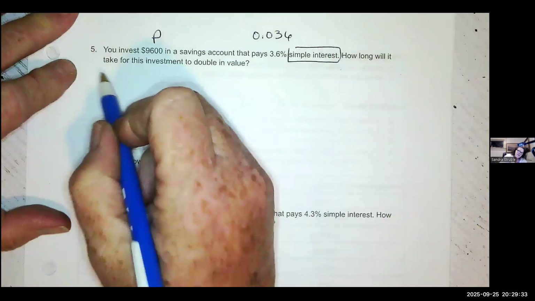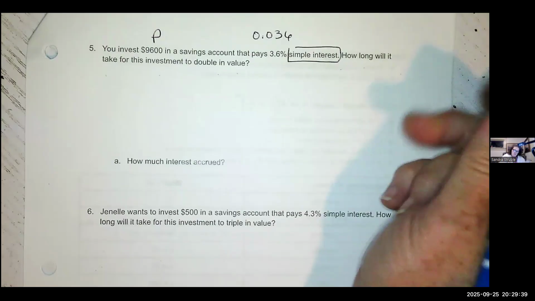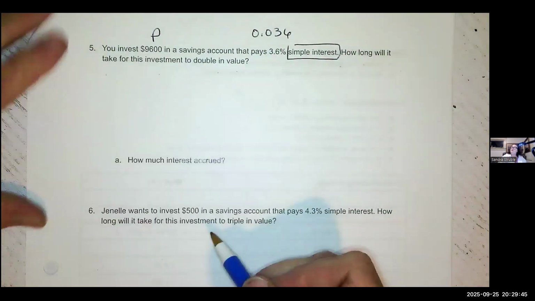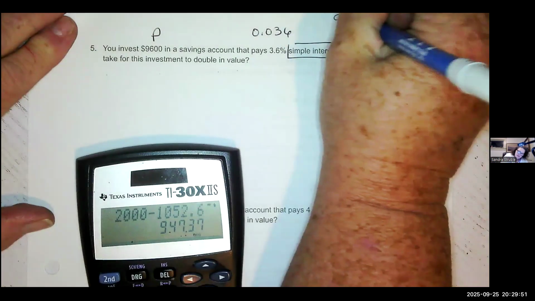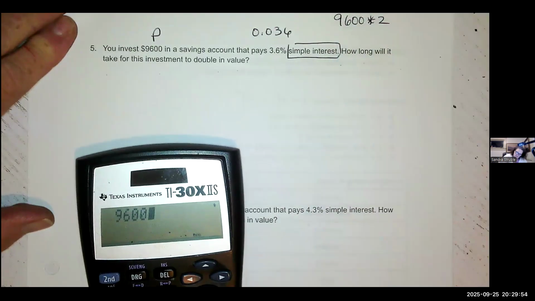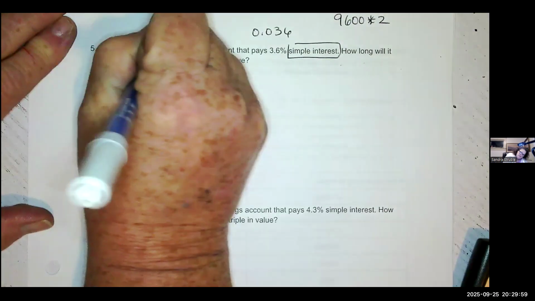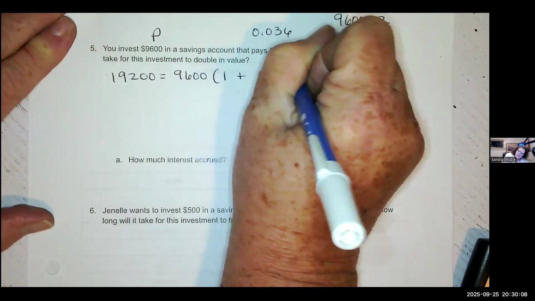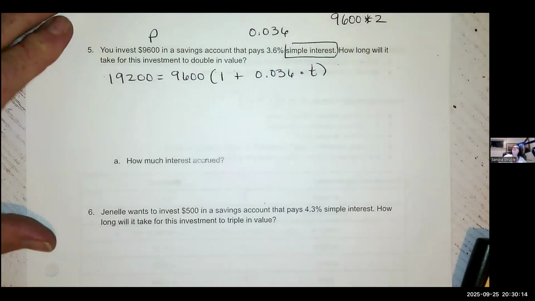How long will it take for the investment to double in value? You have one like this on your homework. So what does that mean to double in value? That means that the $9,600 is going to double. Well, what does that look like? $9,600 times 2. It doubled. So we want $19,200 in the end and $9,600 invested initially. 1 plus the rate, 0.036, times time, which is what we're looking for. How many years will this take to double?